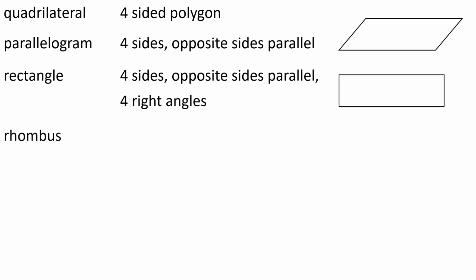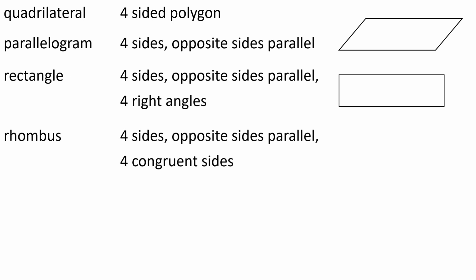Another specialized parallelogram is the rhombus. The rhombus, of course, has to have 4 sides. Opposite sides are parallel. That's why it's a parallelogram. And then there are 4 congruent sides, so all 4 sides have the same length.